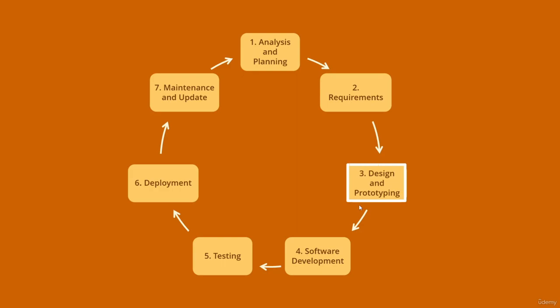The third phase is design and prototyping. In this phase, the project team will go through the requirements and come up with small designs and prototypes which show the customer how their final product will look like. The fourth phase is software development. After customer approval on the design and prototype phase, the project team will start coding those requirements.